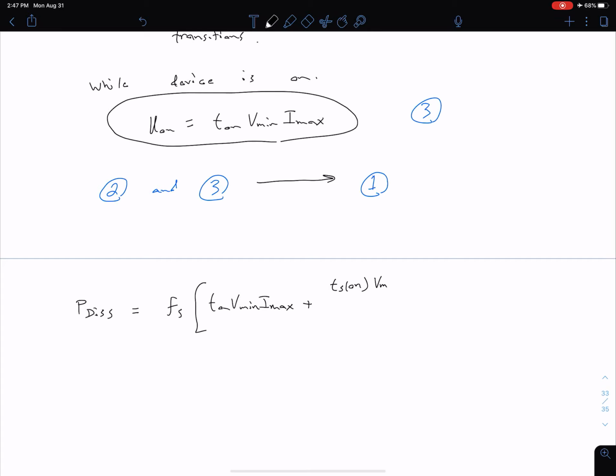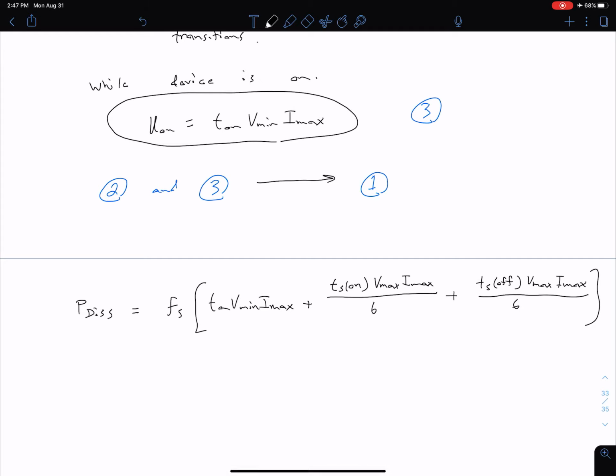The form will change a little bit if we don't make that simplifying assumption, but again, this is going to be a good enough approximation. So we have Ts on times Vmax times Imax divided by 6, and then we also have one for Ts off, so we're going to have Ts off times Vmax times Imax divided by 6. So we get something that looks like that.